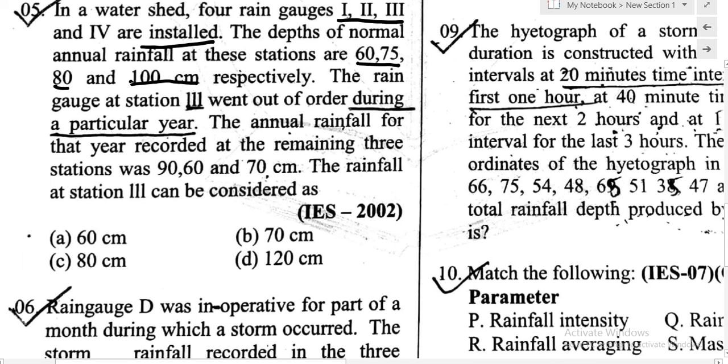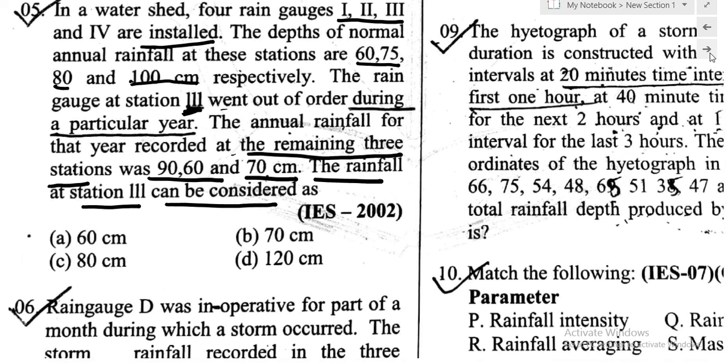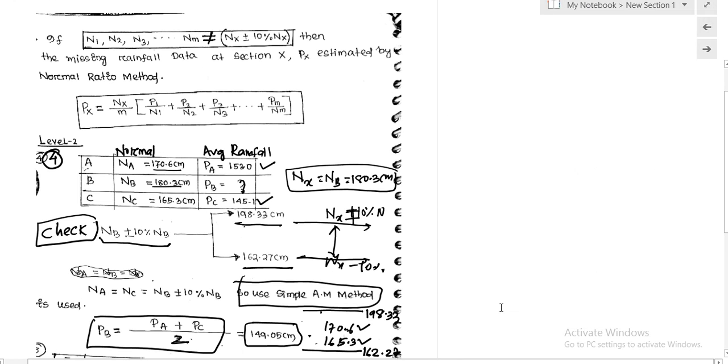The rain gauge station 3 went out of order during a particular year, so it was not working. The annual average rainfall value for that year recorded at the remaining 3 stations is 90, 60 and 70 centimeter. So we have to estimate the rainfall at station 3 in that particular year, the actual missing rainfall data. Same thing we have to do.